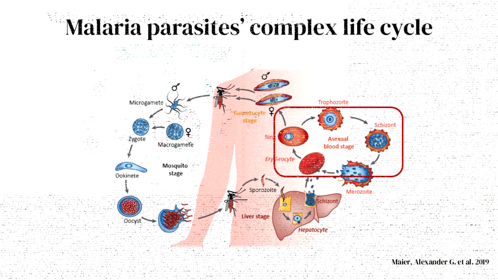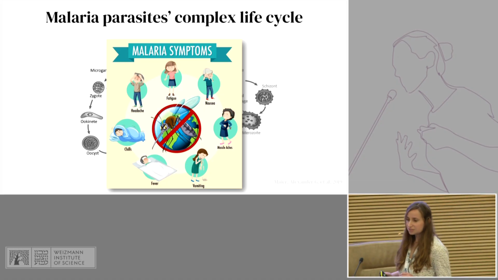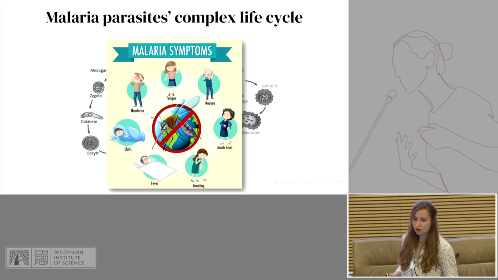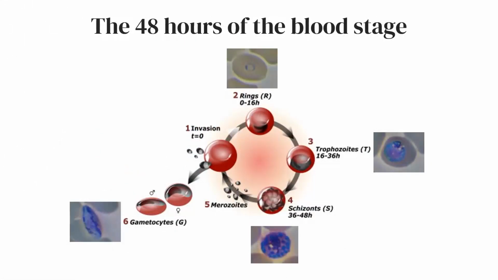This is the stage where the symptoms begin: chills, fever, severe anemia, and even coma and death. In 48 hours, the parasite invades a red blood cell, develops, and divides into 20 to 30 daughter cells. Then the parasite bursts out and infects other red blood cells. If we learn how to stop any of these steps, we will stop malaria transmission.